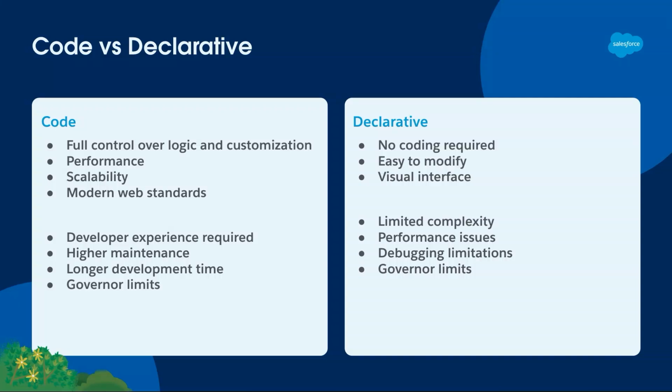On the opposite side, declarative does not require you to do real coding. You can drag and drop. You can quickly establish your solution. But on the other side, you're not as flexible as with code. You're a little bit limited, and of course, you still have some issues with debugging, with performance, and also governor limits apply to flows.